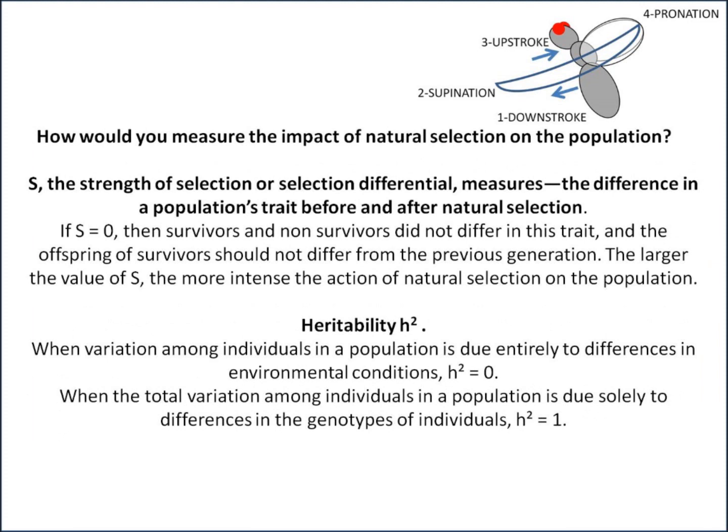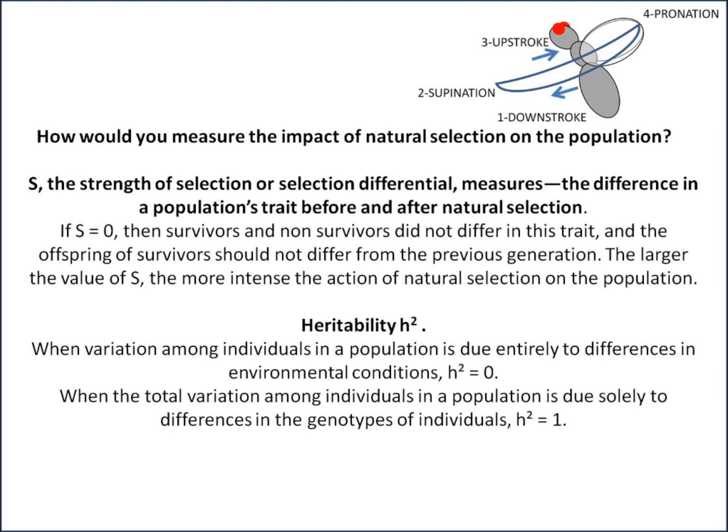How do you measure the impact of natural selection on the population? You could take the mean weight of the population before any individual died, and then compare it to the mean weight of those individuals that survived natural selection. This is what S, the strength of selection or selection differential, measures: the difference in the population's trait before and after natural selection.